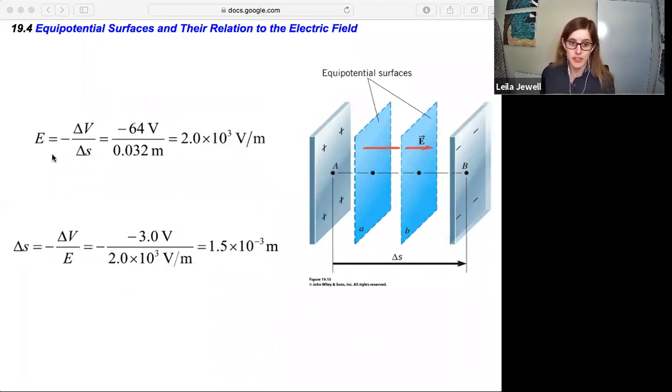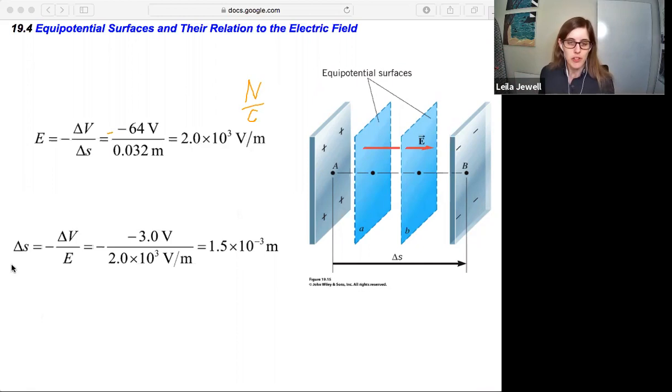So if we take that the electric field is negative the change in potential divided by delta S, and the change in potential is the negative 64, so that the negative there cancels. Sorry, I lost the negative there. And so it comes out to positive 2.0 times 10 to the third volts per meter. This is another unit that you can use for electric field. Previously, we saw it as newtons per coulomb, but volts per meter also works. It's the electric potential divided by the distance.